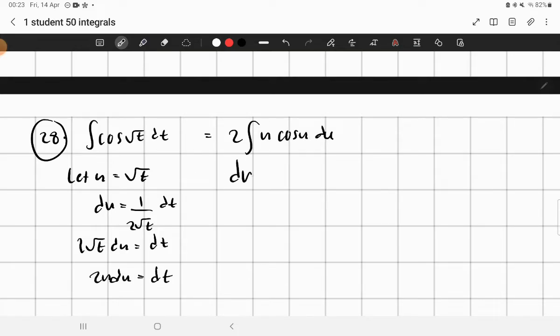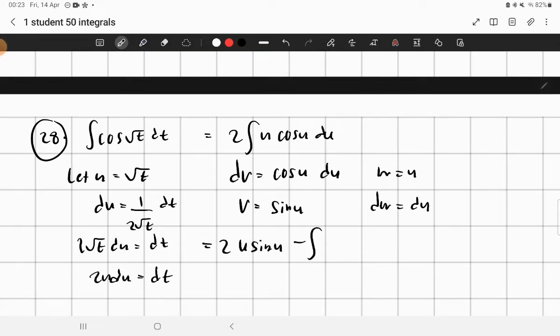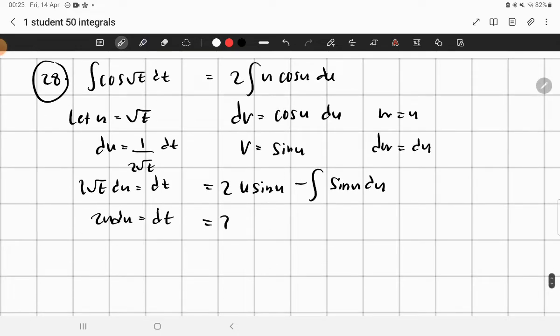So dv is equal to cosine of u du, which implies that v is equal to sine of u. w is equal to u, dw is equal to du. There, you can solve this very nicely. U sine of u minus the integral of sine of u du. So 2u sine of u plus cosine of u plus c. Then we could just plug in everything back in.